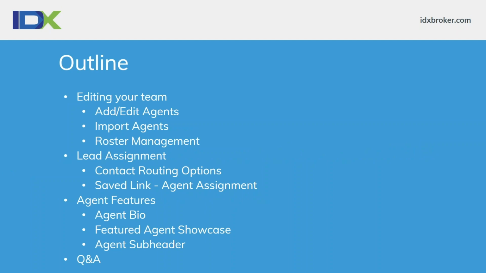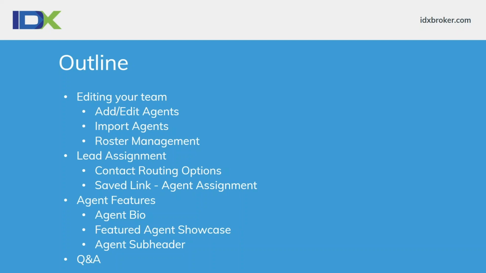We're going to go over some of the things that allow you to edit your team. One of the benefits that people have with an office level account is that you can not only feature your own listings, you can feature listings from people within your office as well. And you can add or edit agents to your IDX Broker account. Another feature is that if you have a platinum level account, you can import your agents directly from the MLS. So that's a convenient thing to do if you have a platinum level account.